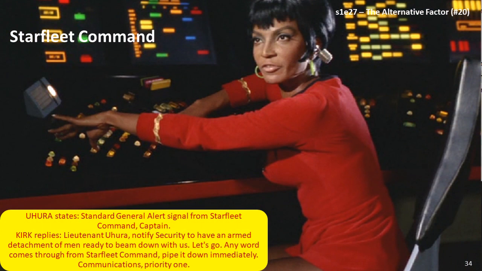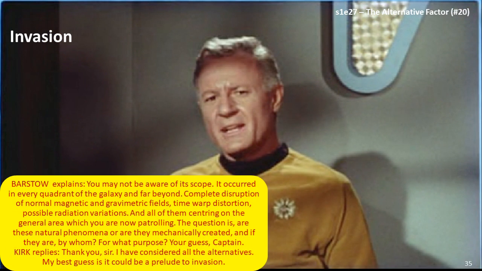The Enterprise must have faster-than-light communication, as the general alert from Starbase comes in immediately after the disturbance occurs. After the disturbance occurred, which was caused by time travel, Starfleet assumes this is a prelude to an invasion. Clearly the universe of Star Trek, at least in this period, is not a nice peaceful universe.